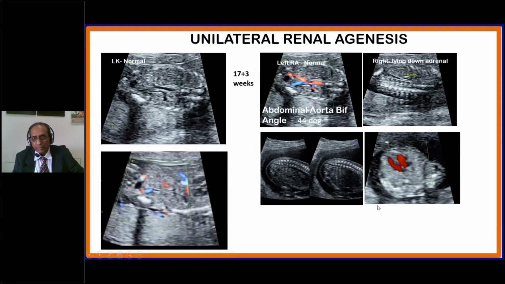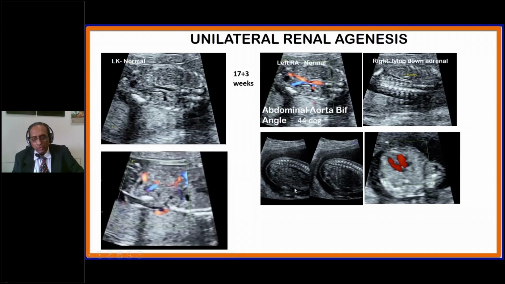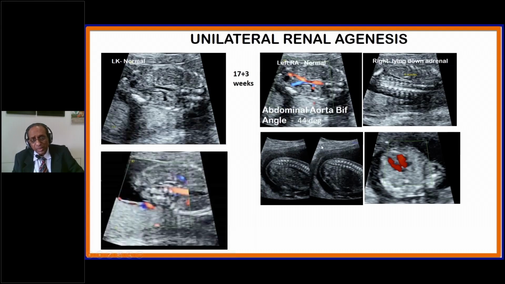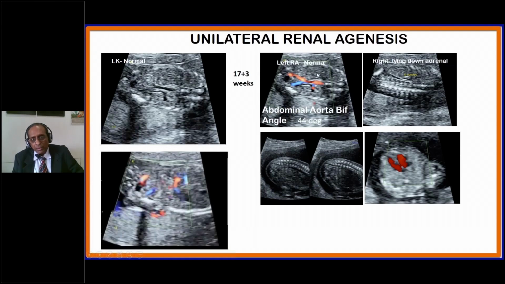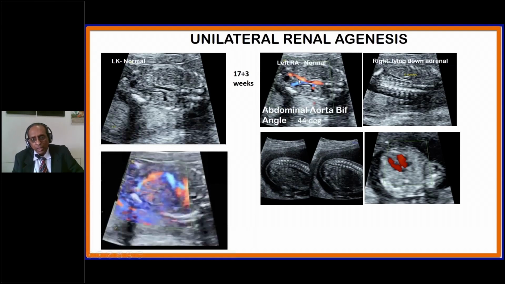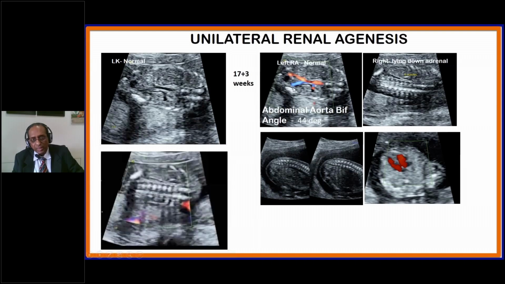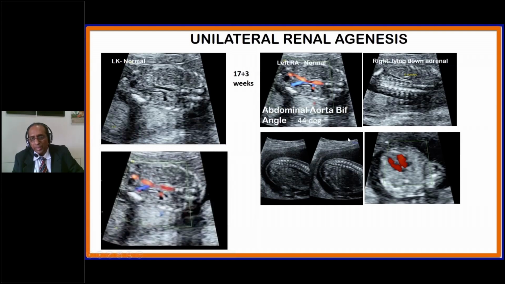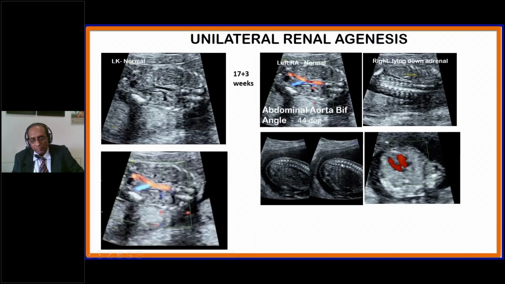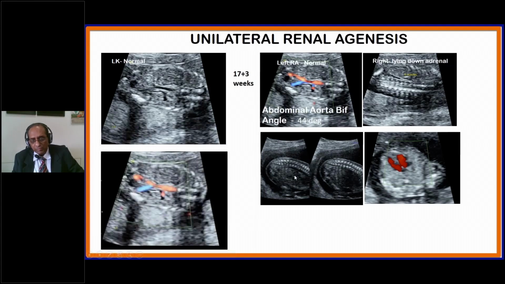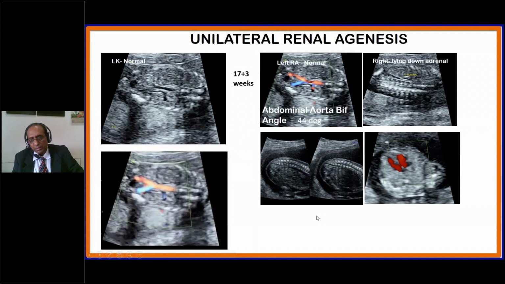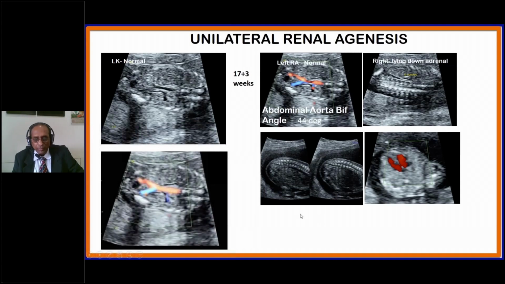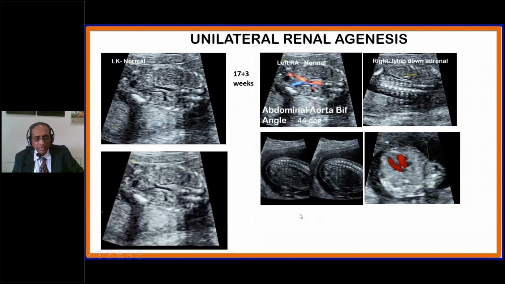It's also important to look at two things. When one renal fossa is empty, we look at the abdominal aorta bifurcation angle, which in this case is 44 degrees. We'll talk about it a little bit later. And we also look at the vertebral column and the cardiac evaluation for additional abnormalities.